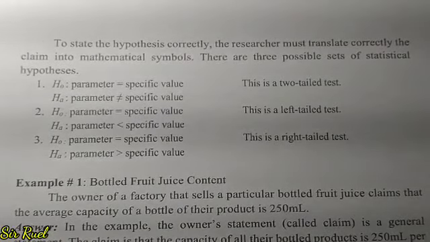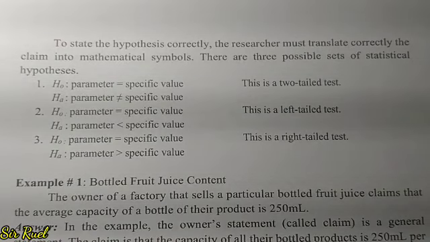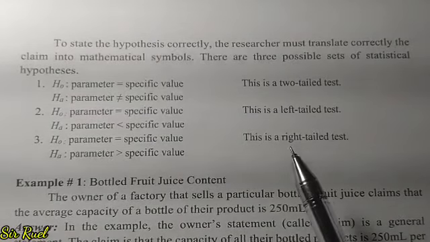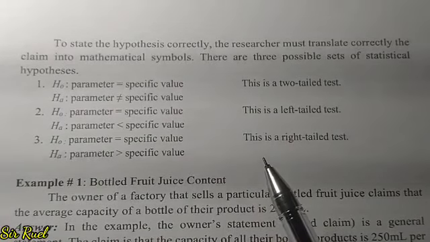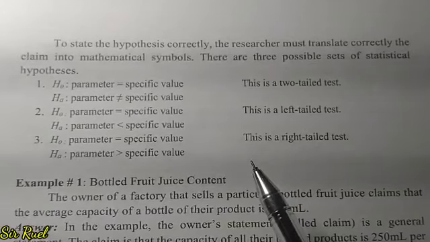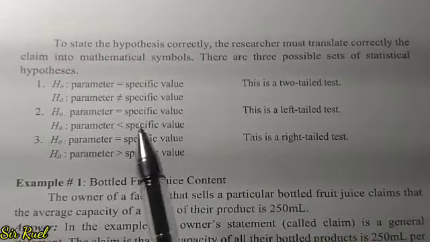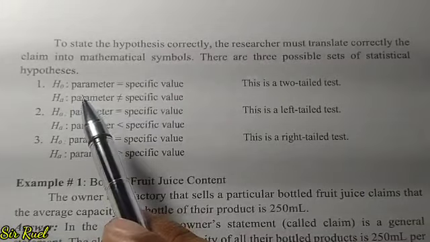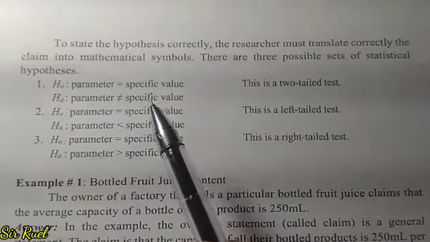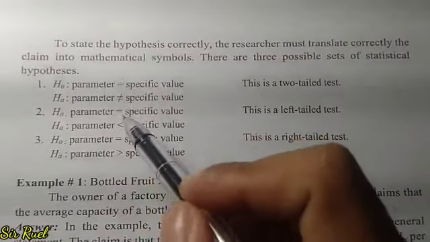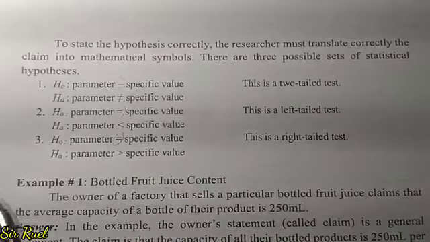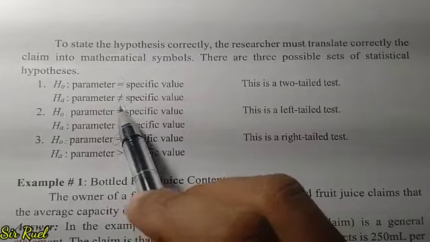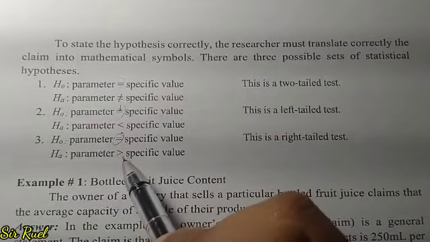Okay, so ulitin ko lang, no? So meron tayong dalawang types of hypothesis. The null hypothesis and the alternative hypothesis. So, okay. So to state the hypothesis correctly, the researcher must translate correctly the claim into mathematical symbols. There are three possible sets of statistical hypotheses. So una is yung two-tailed test, no? So, sa null hypothesis natin, kung mapapansin natin, no? So, palaging ginagamit yung symbol na equal sign. Ito. Mga equal sign palagi yung ginagamit natin. While pagdating sa alternative hypothesis naman, meron tayong tatlo. Pwedeng not equal, less than, or greater than.